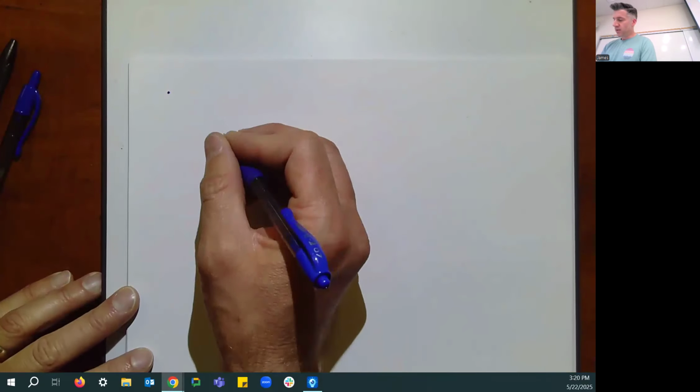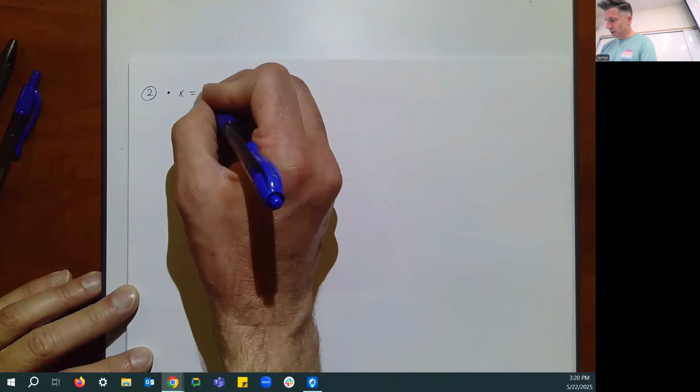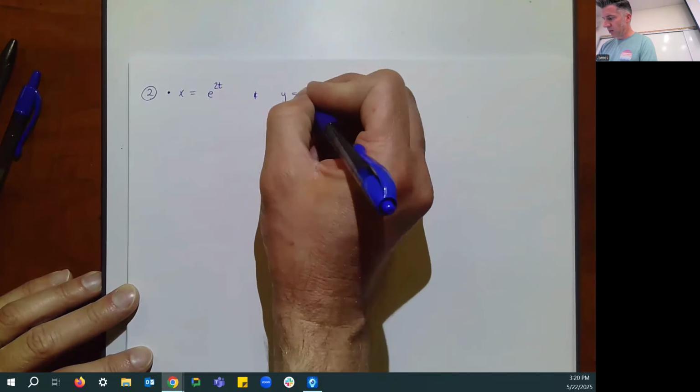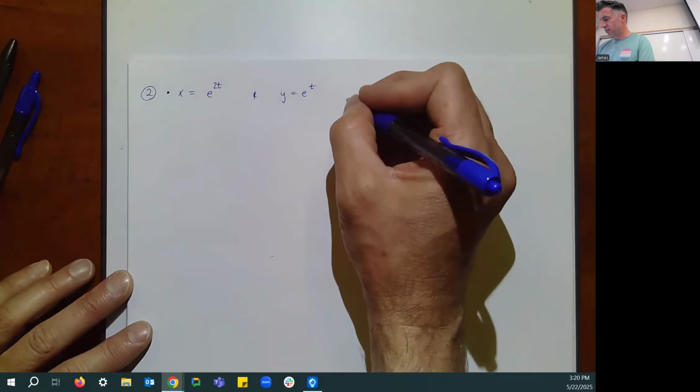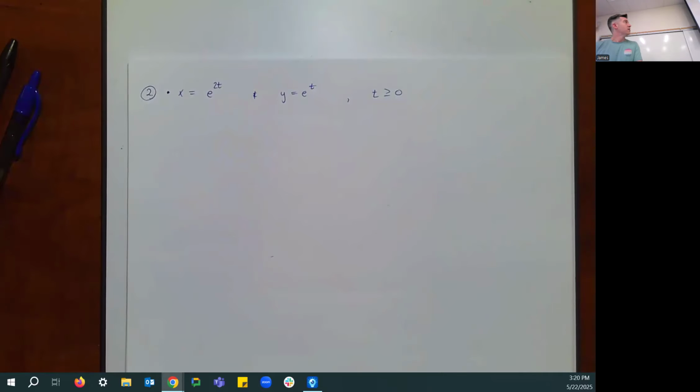Yeah, let's do that one first. Sure. So let's say this new parameterization, this is number 2, is x equal to e to the 2t and y equal to e to the t, and t is greater than 0.